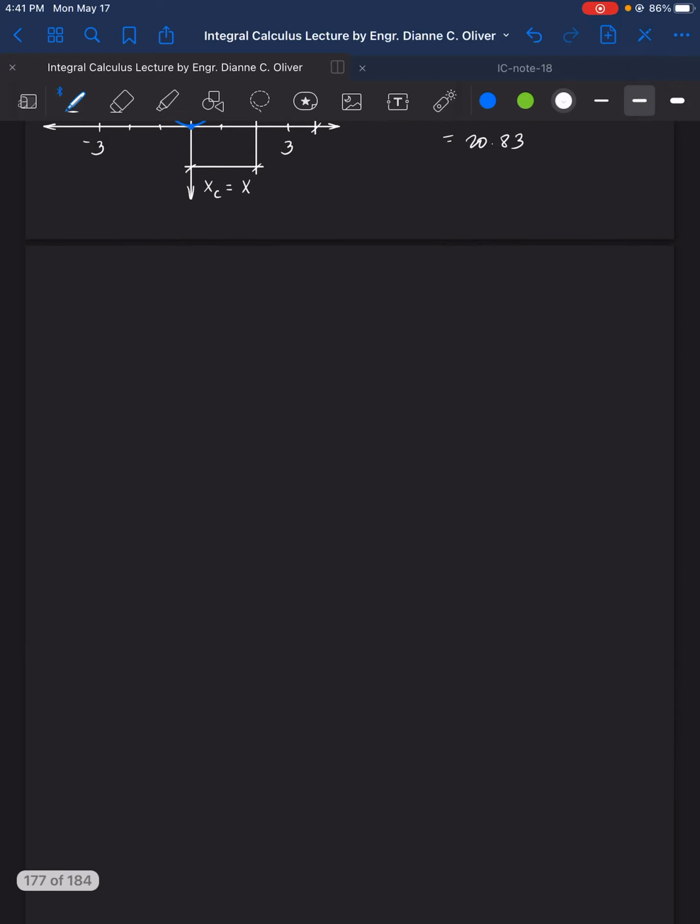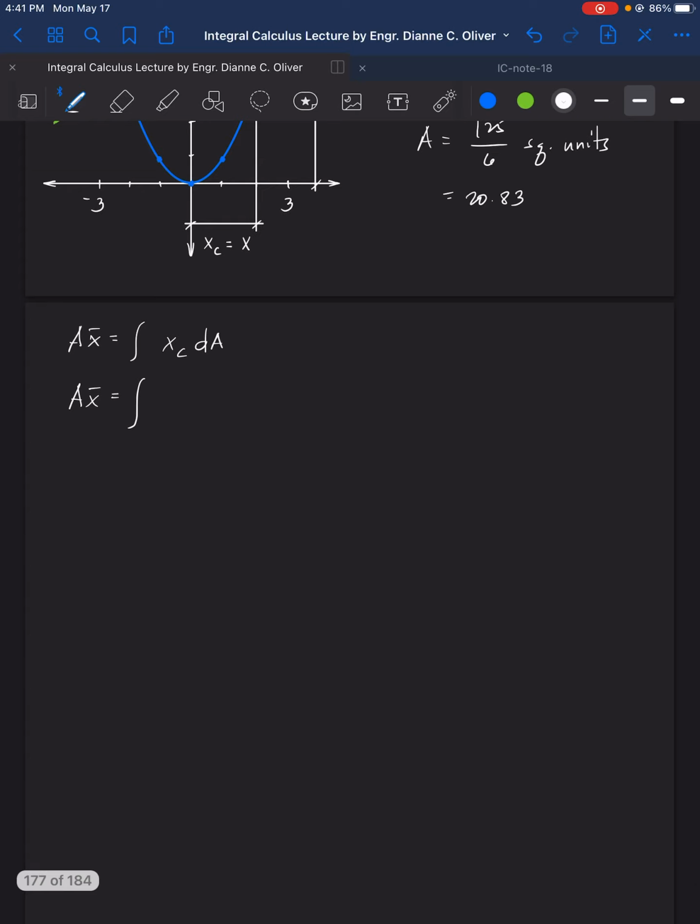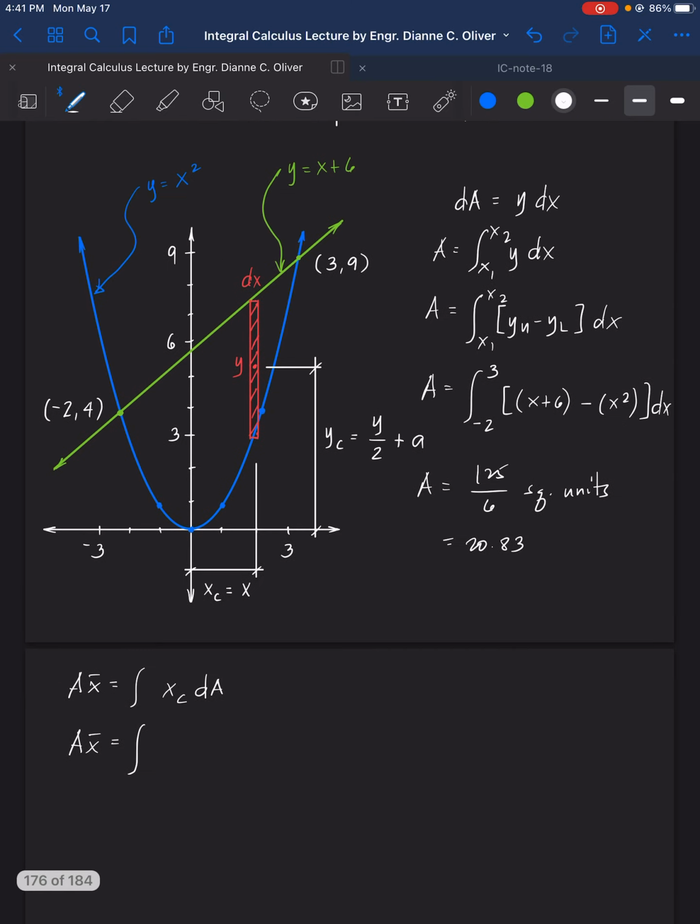Next, let's find the value of x bar. So this is the general formula, xc dA. So A x bar is equal to the integral of, what is the xc? The xc here is the distance of the center of the area strip from the point of origin along the x-axis. So xc is equal to x. Then dA is y dx. Limits are x1 to x2 because we are using dx.